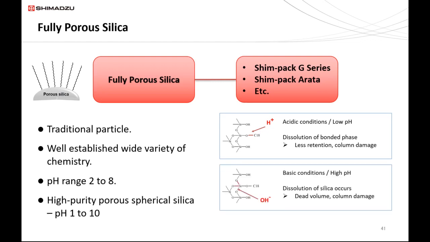On the other hand, when exposed to highly basic condition, the dissolution of the silica will occur. This will cause dead volume in the column, and you will start to see problems such as increase in column back pressure and distorted peak shape. The damaged column will then have to be replaced. So it is important for you to work within the recommended working pH range of your column.